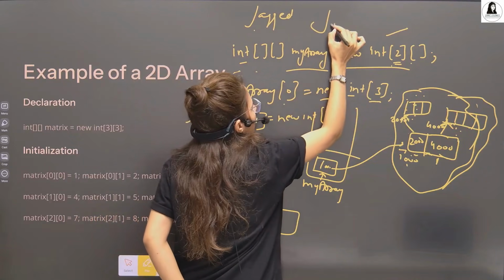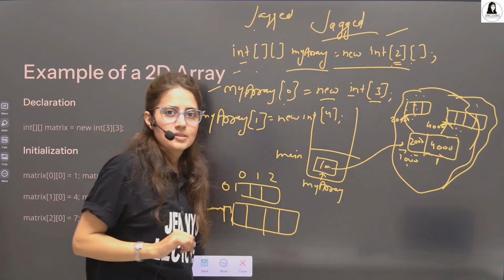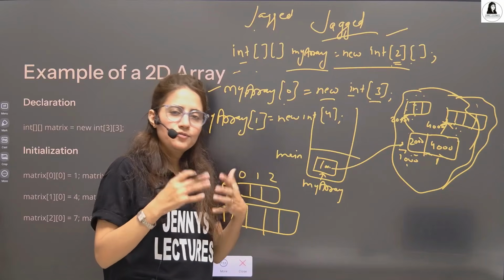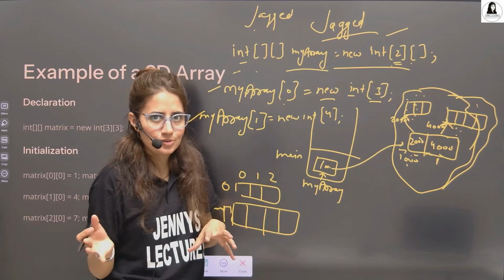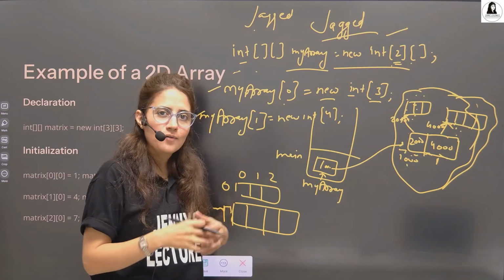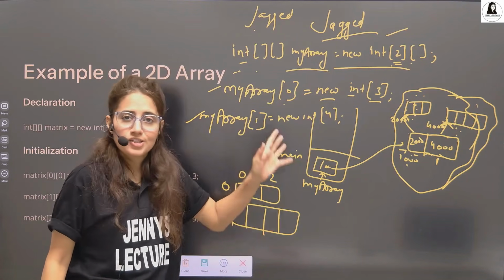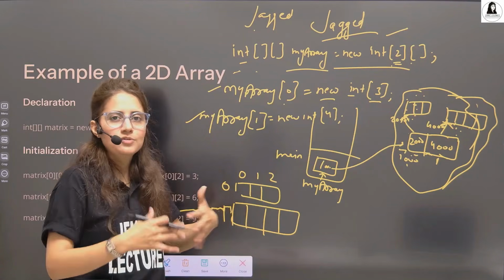Let me write it down properly. These are jagged arrays in which each row can have different columns, meaning it's an array with irregular rows. It's not compulsory that you take the same number of columns for each row, like in traditional 2D arrays. Different columns can be there for individual rows.